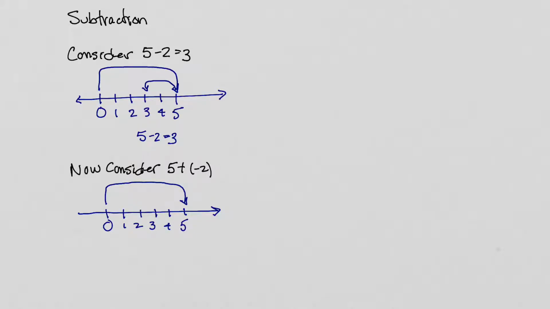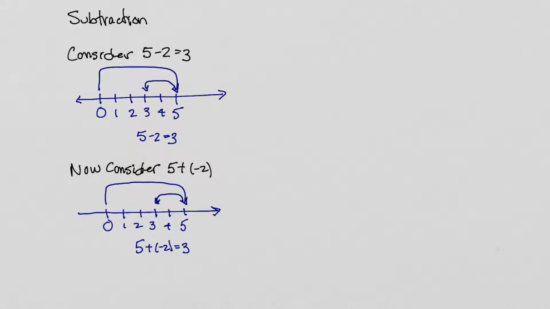And then what I want to do is add negative 2. Now I'm going to add, but negative 2, so that's a negative direction. So if I move now in the negative direction 2 units, I'm still here at 3, right? So what I'm getting is that 5 plus negative 2 is equal to 3.